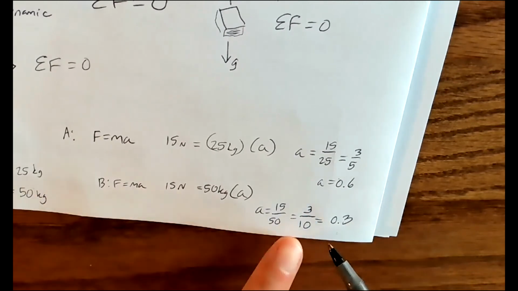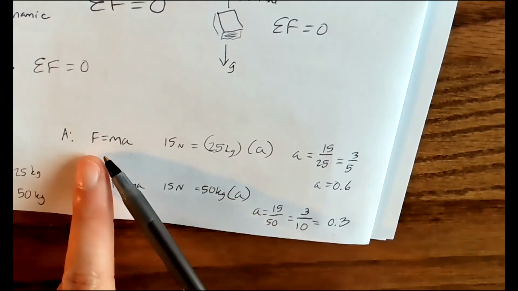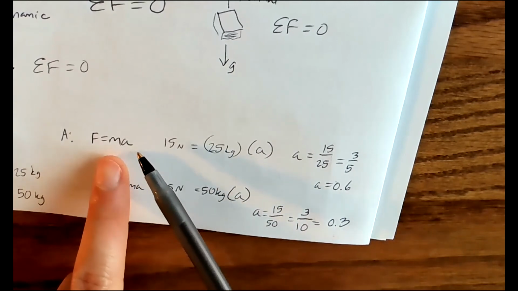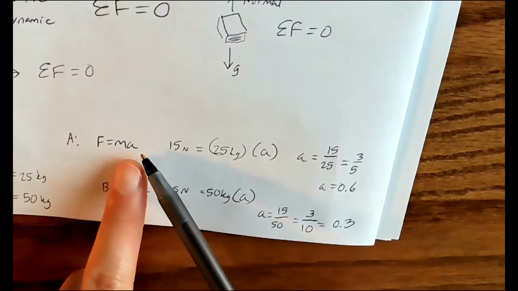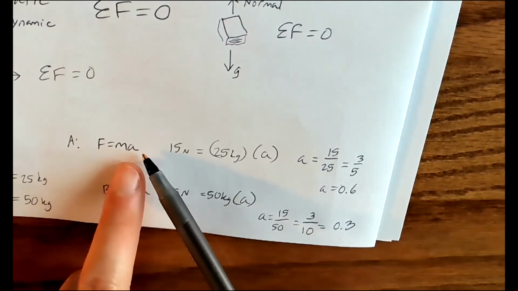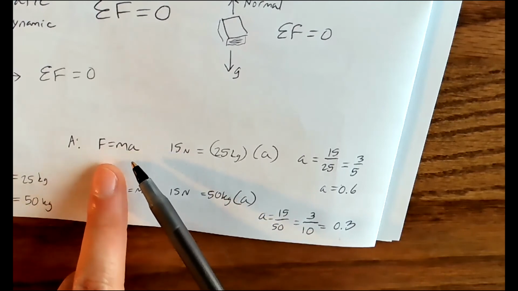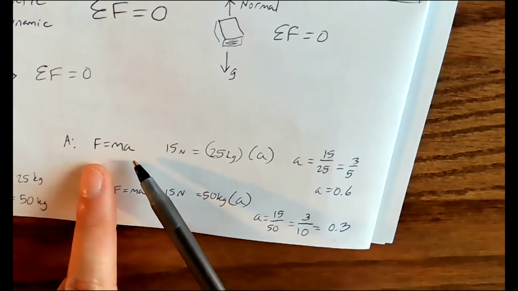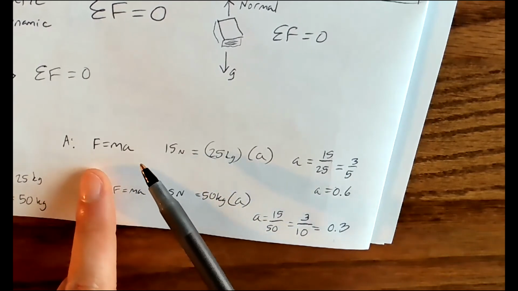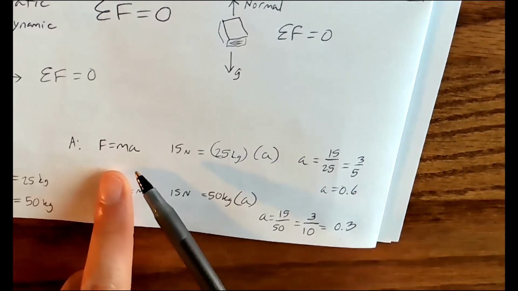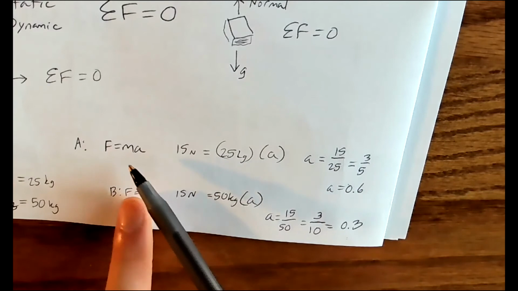So it's true. The acceleration of A is twice as much as B because F is directly proportional to the acceleration. The external non-zero force is directly proportional to the net force. The acceleration of an object is directly proportional to the net force and inversely proportional to the mass, okay?